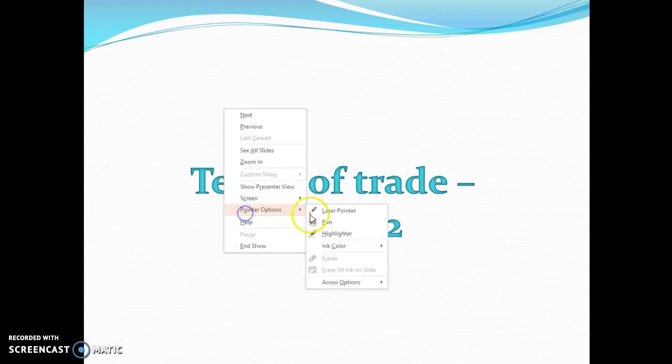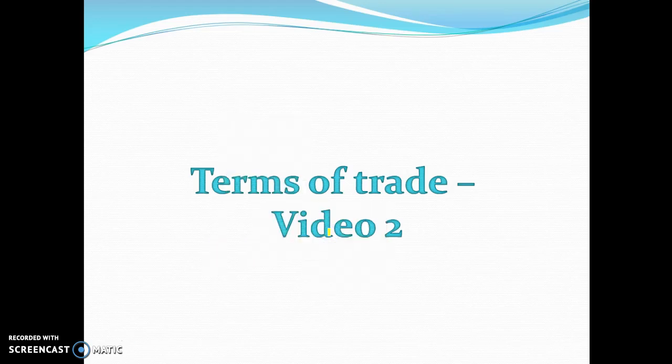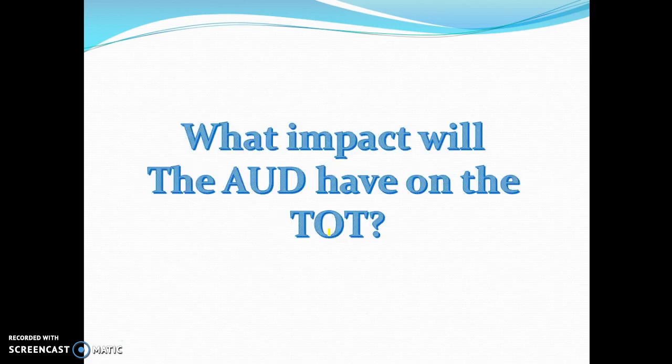In this video we're going to look at some of the impacts the terms of trade can have on the different domestic economic goals. First of all, when you're talking about what impact the Australian dollar has on the terms of trade, just be mindful that a change in the dollar, a depreciation or an appreciation, has an uncertain effect on the terms of trade. And it really depends on whether our exports and imports are denominated in foreign currency or not.